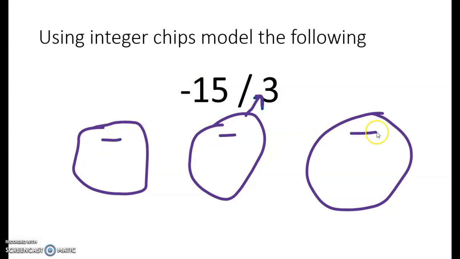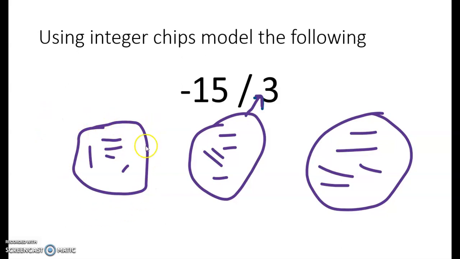1, 2, 3, 4, 5, 6, 7, 8, 9, 10, 11, 12, 13, 14, 15. And you can draw them however you want. How many are in each group? 1, 2, 3, 4, 5. If I drew it more uniform, it would look more uniform, but what's the fun of that? So our answer is -5.